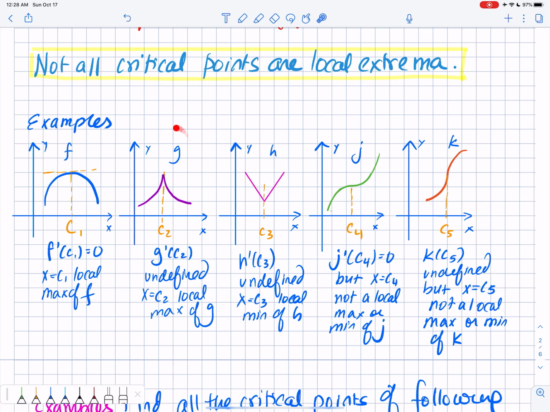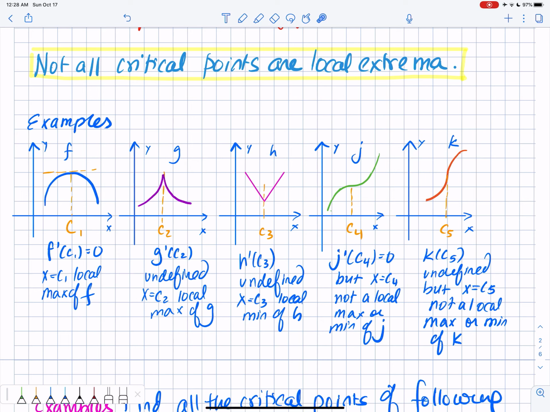Okay, let's look at this next one. y equals g of x. Well, at the point x equals c2, what do you have? The derivative is undefined at that point, and x equals c2 is a local max. But regardless of whether or not it's a local max, you do know that the derivative is undefined over there, and it is an interior point of the domain. So the function's also defined at c2, so you have that c2 is a critical point.